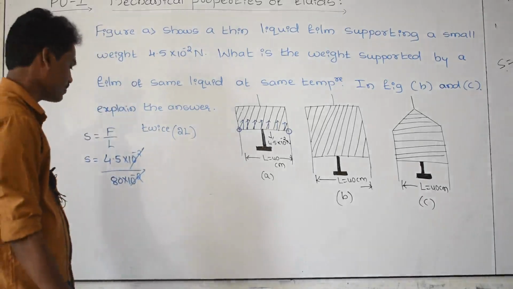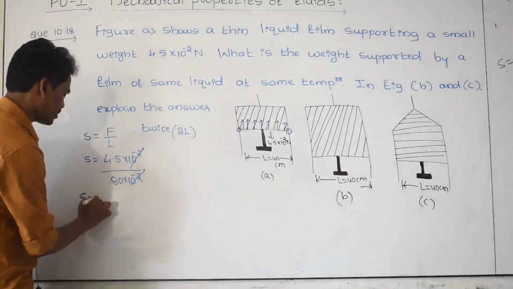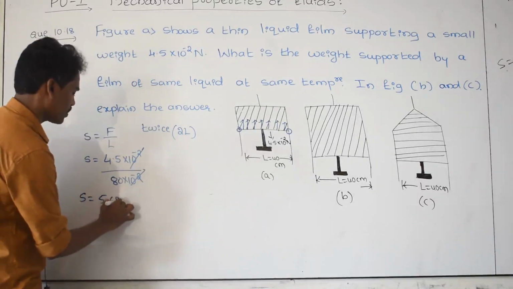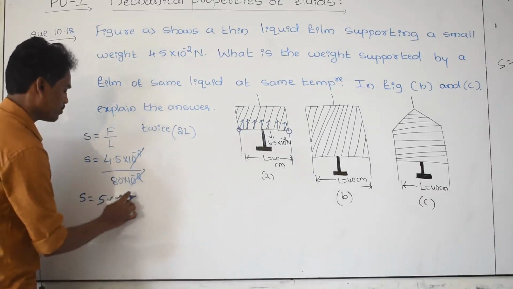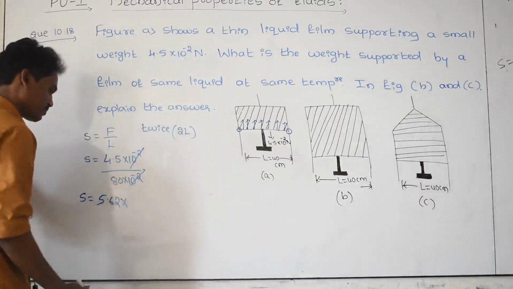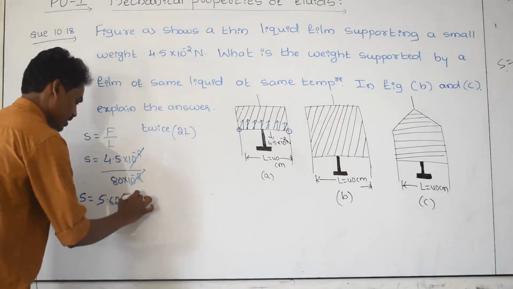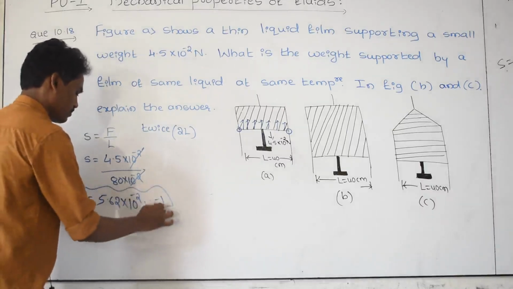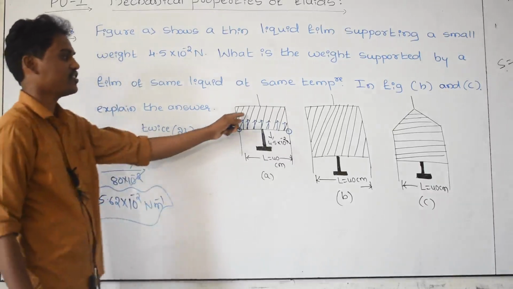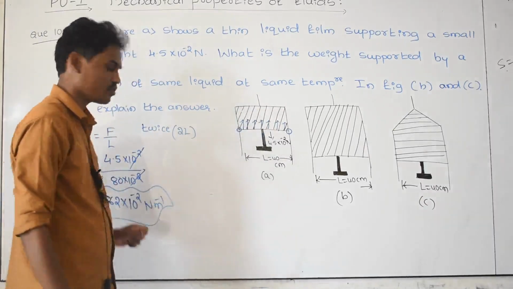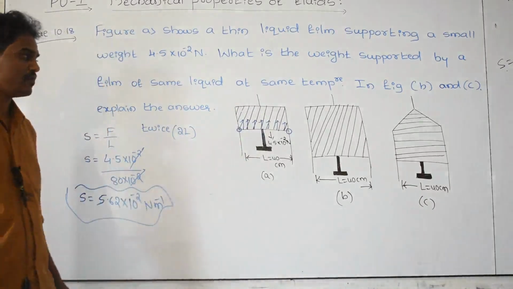4.5 divided by 80, then surface tension is equal to, that is around 5.62 into 10 to the power of minus 2 you are getting. Check the answer yourself. Newton per meter, you are getting this much of answer. It means that the surface tension of this soap film is 5.62 into 10 to the power of minus 2 Newton per meter.